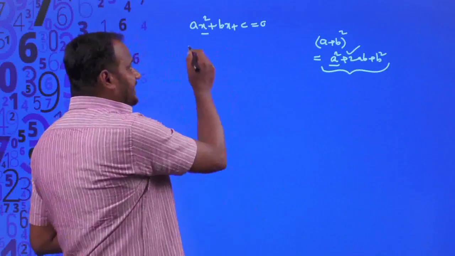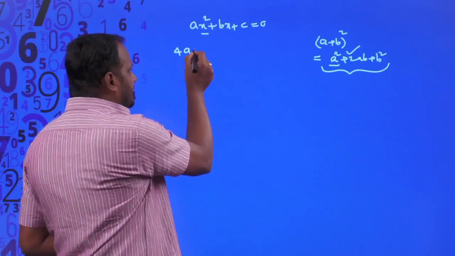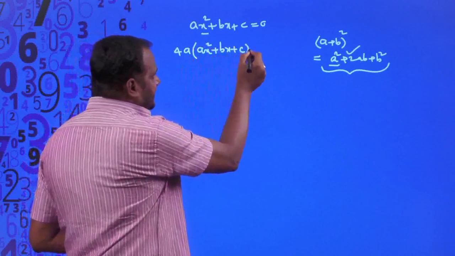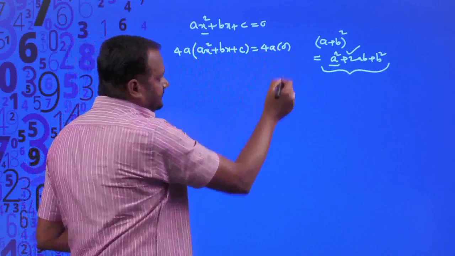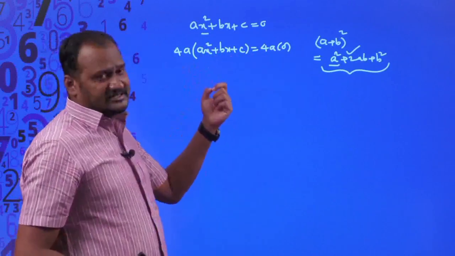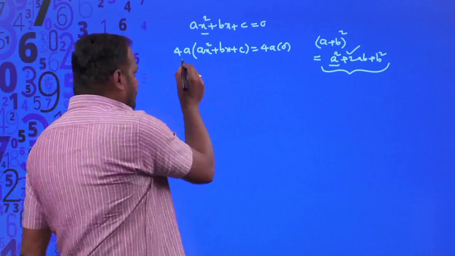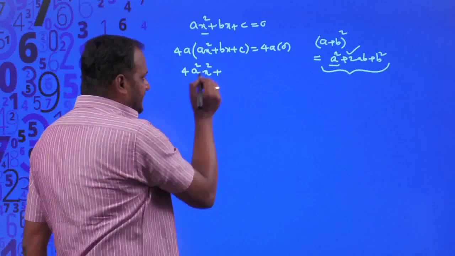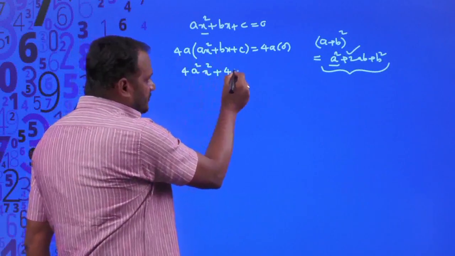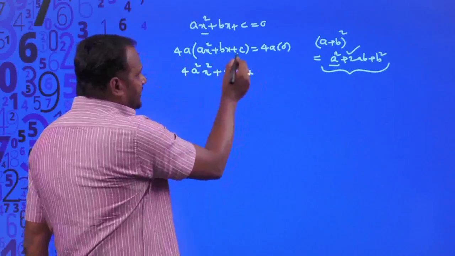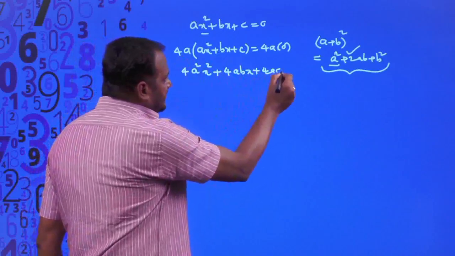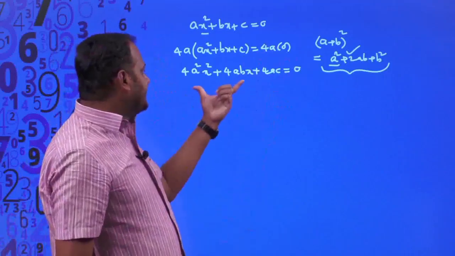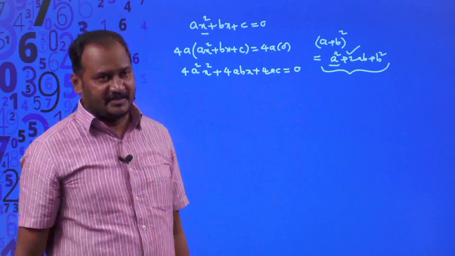Okay, so multiplying the entire equation by 4a, then it is going to be 4a into ax square plus bx plus c is equal to 4a into 0. Got it? Now multiply every single term by 4a, then you get 4a into a is equal to 4a square, and x square is also there, plus 4a into bx is 4abx, plus 4a into c is 4ac, is equal to 4a into 0, which is going to be 0.